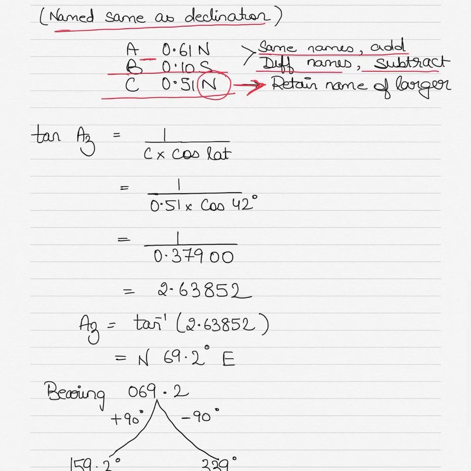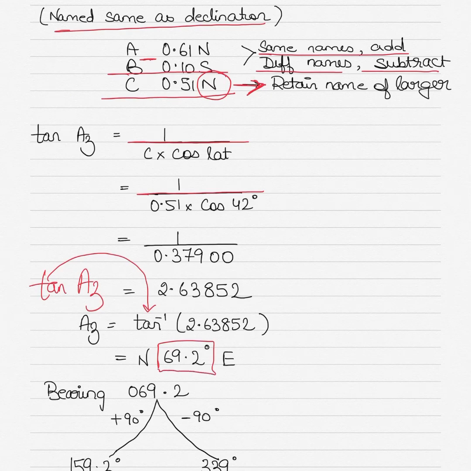Alright, once you got C, put it in the formula: tan azimuth equals 1 divided by C times cos of latitude. Put in the value of C and cos of latitude, so you get 1 divided by C times cos of latitude. Solve the denominator first. In the calculator, do not put 1 divided by C times cos of latitude. You will get the wrong answer. Solve the denominator first and then divide 1 by it. And then you get tan of azimuth equals 2.63852. Take tan to the other side, you get tan inverse of the same value, and the answer you get is 69.2 degrees.